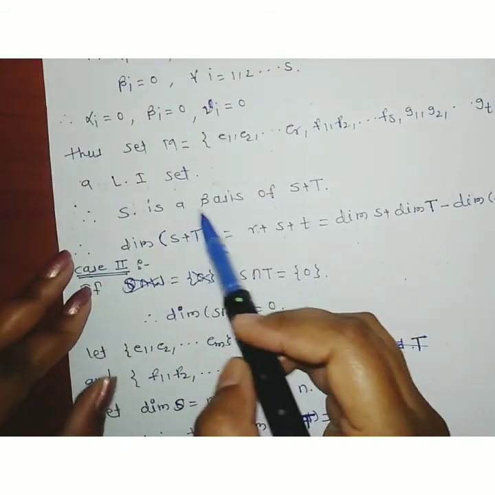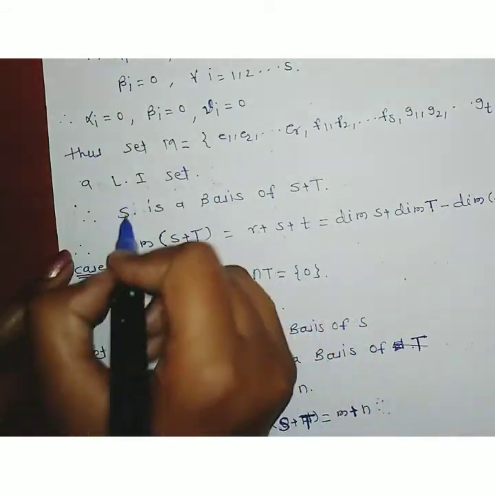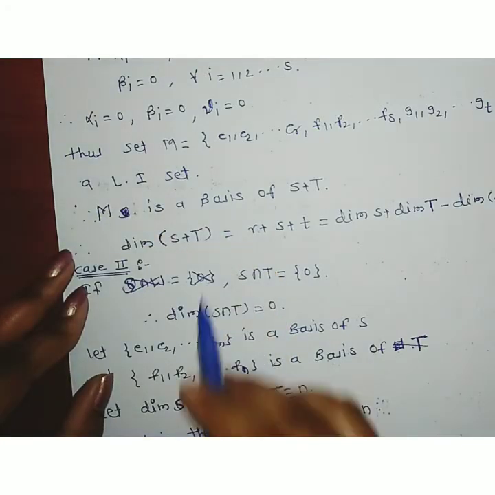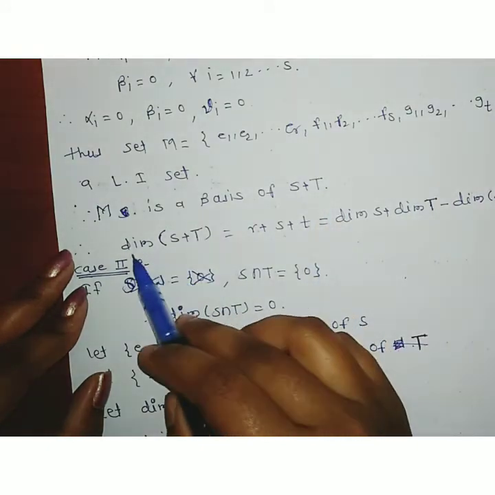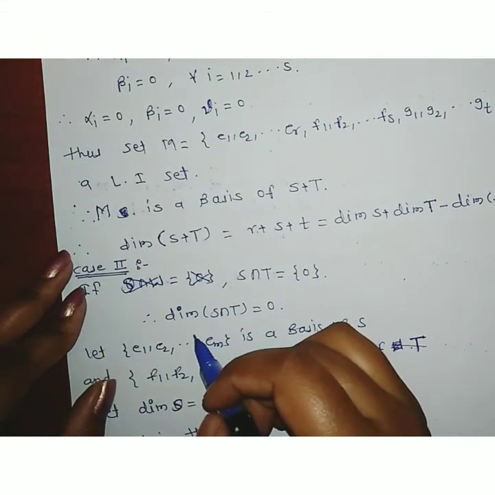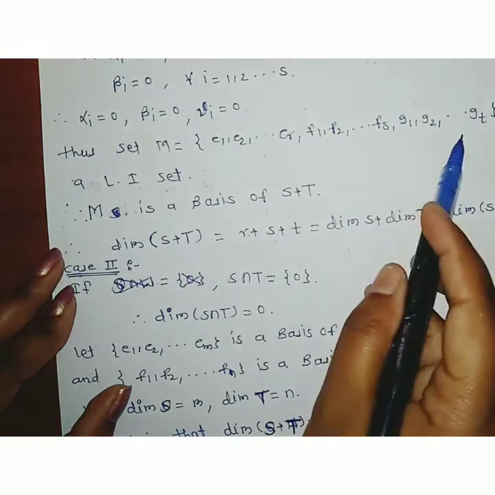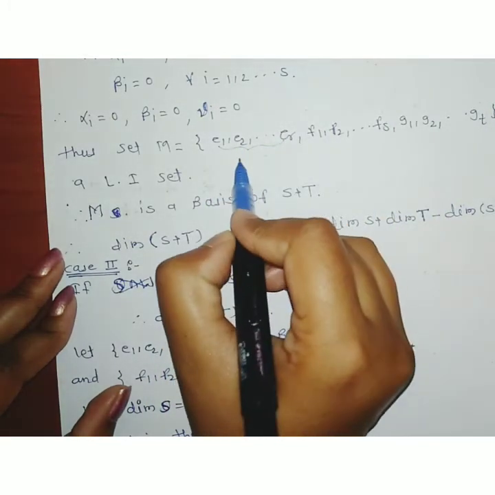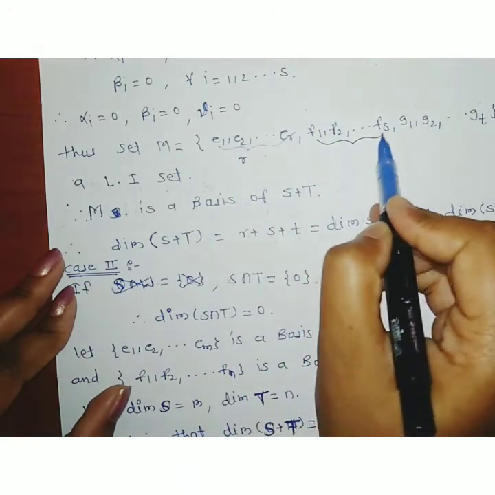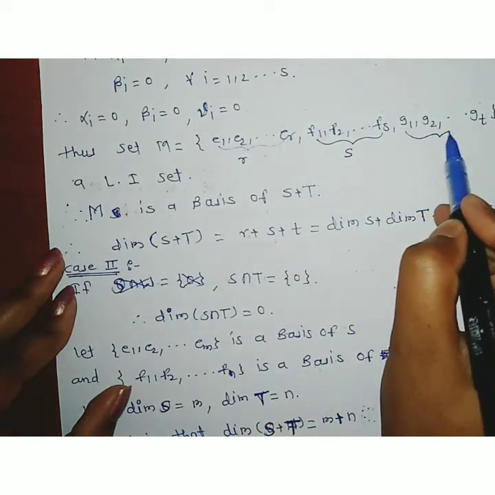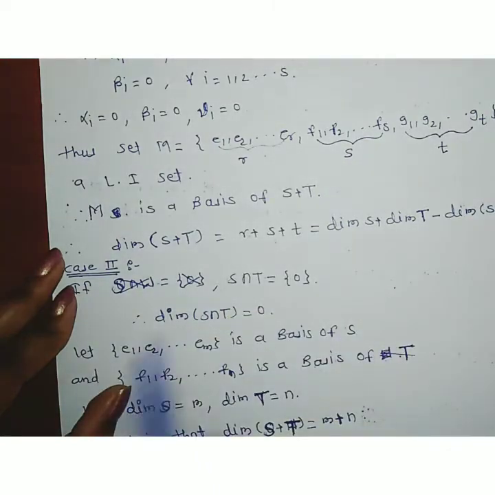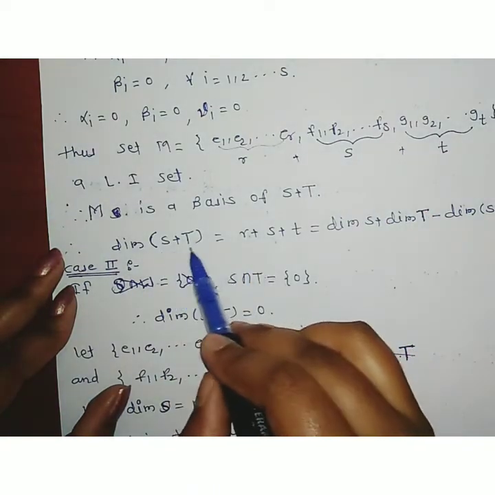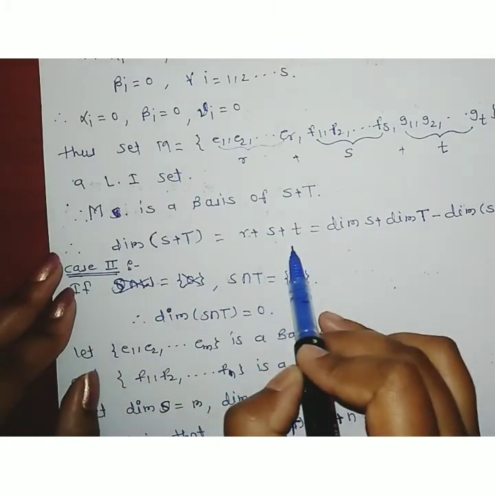Therefore, this set is M. Okay, therefore M is a basis for S plus T. So what is the dimension of S plus T? The number of elements in that basis. How many elements are present? In total there are r elements, s elements, and t elements. So r plus s plus t. So the dimension of S plus T is equal to r plus s plus t.